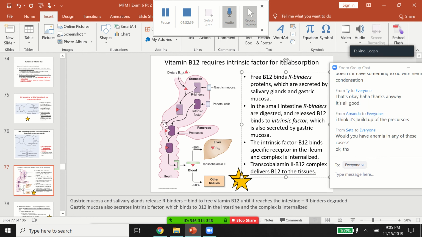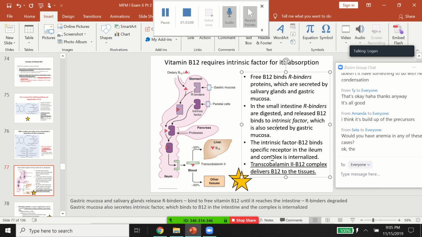B12 binds to it, goes to the intestine, and breaks down that R binder. That's where intrinsic factor binds to it. Then the intrinsic factor-B12 combo goes to its specific receptor. Notice it's like this little green molecule here, and that whole complex is internalized.